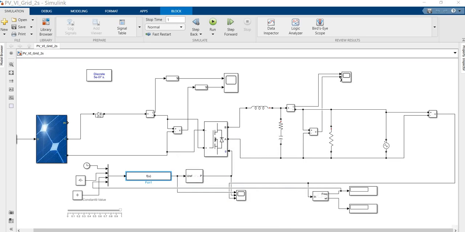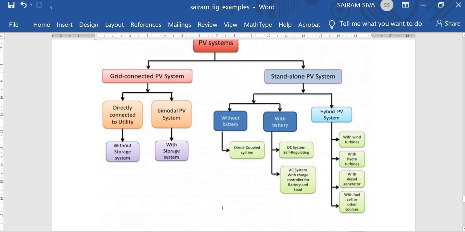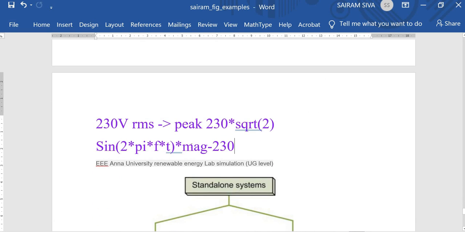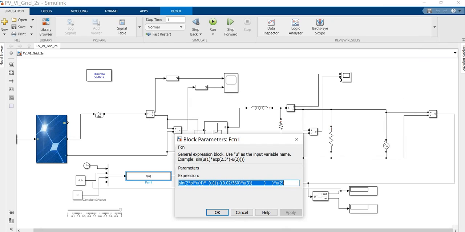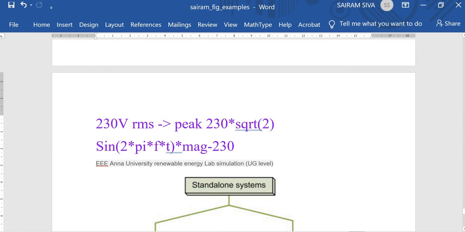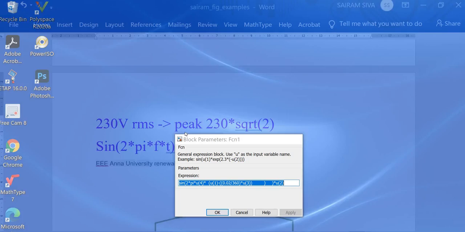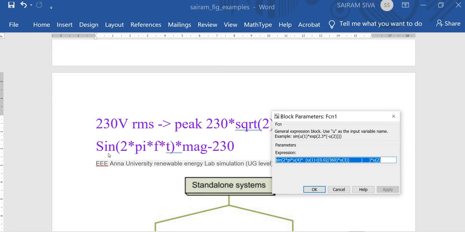The basic formula I have explained in the earlier video, and once again I am going to explain it. The basic formula is the sine of 2 pi f t multiplied by the magnitude, which means 230 V RMS. Here I am also going to put the pi value. Please see the calculations and other things. This is the formula, and this is the sine function, which is available, with 2 pi.